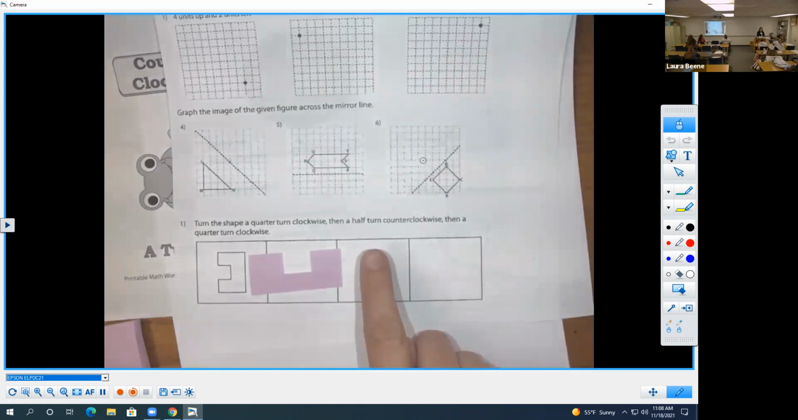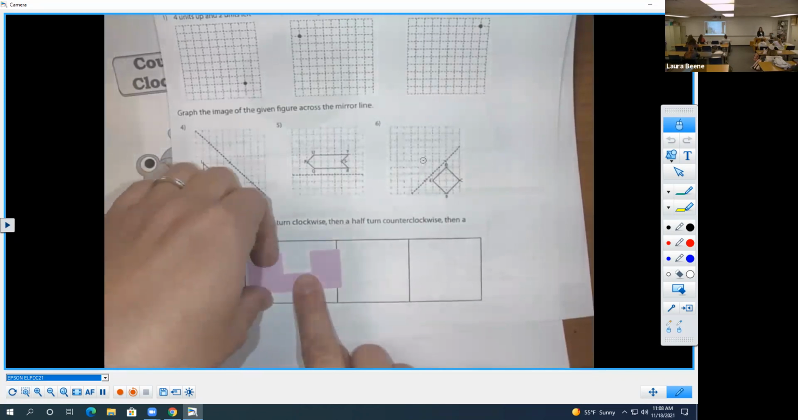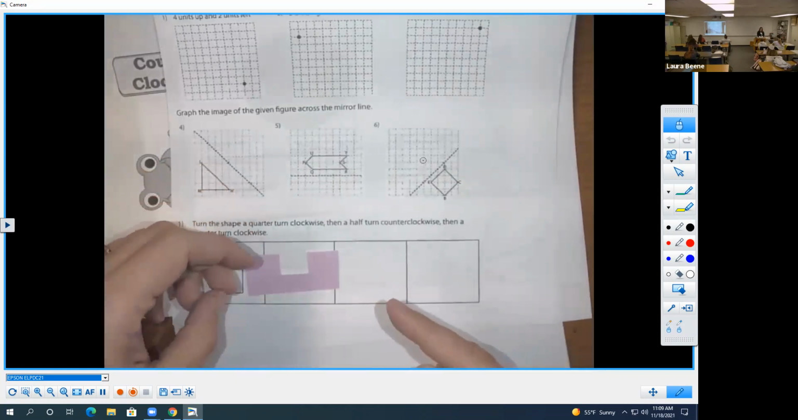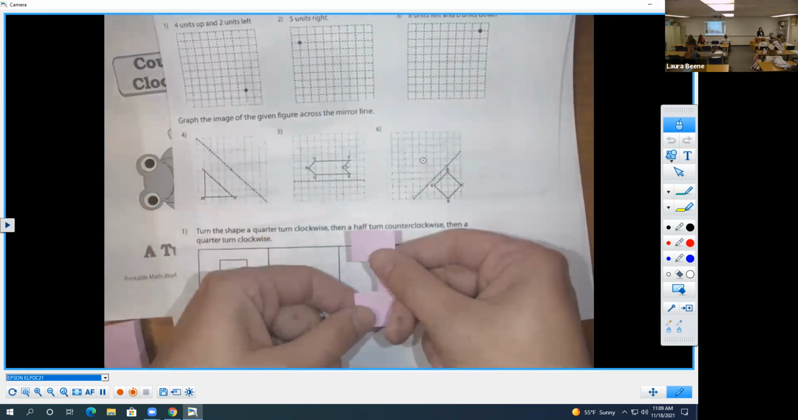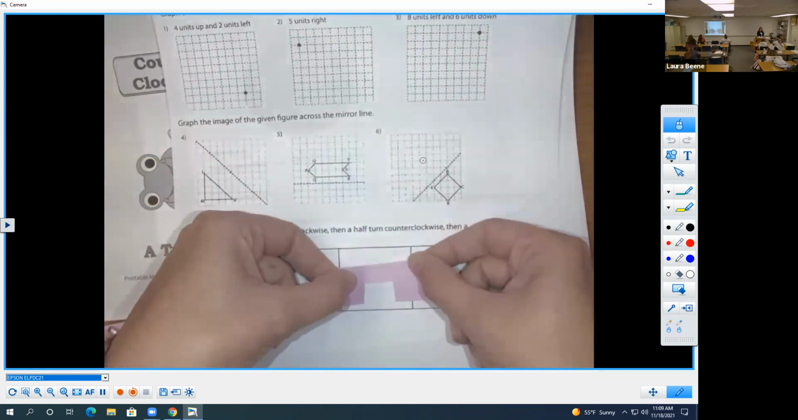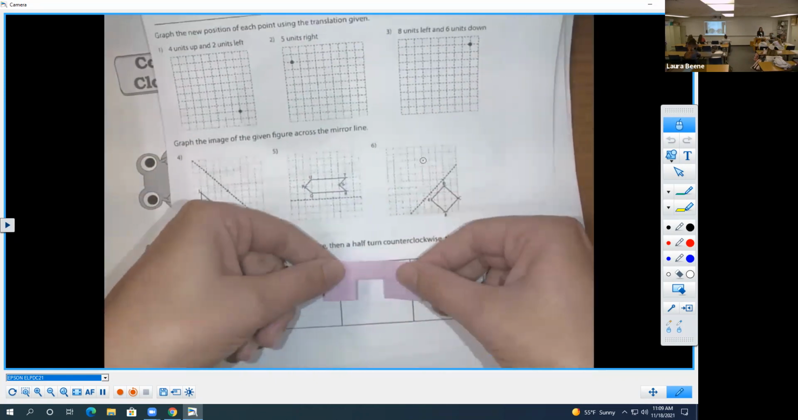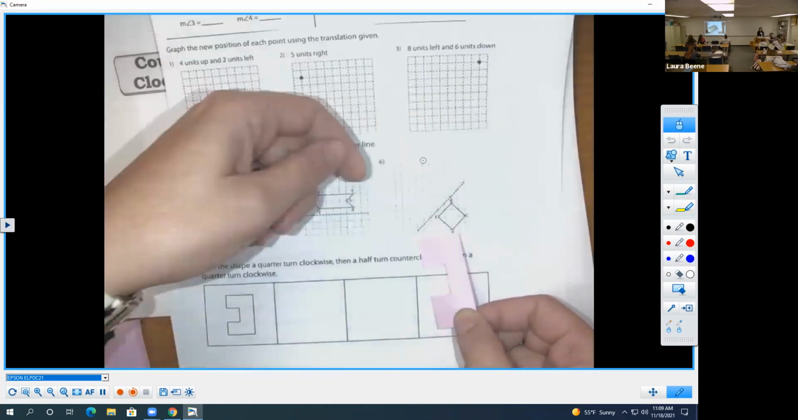Then a half turn counterclockwise. So you would pick this up and draw this right there. To do a half turn counterclockwise, am I turning it to the right or to the left? To the left, how many times? Two times around. So this way is one turn, this way is two turns. So you draw that there. And then a quarter turn clockwise is one turn to the right. So you're back there. Does that make sense?